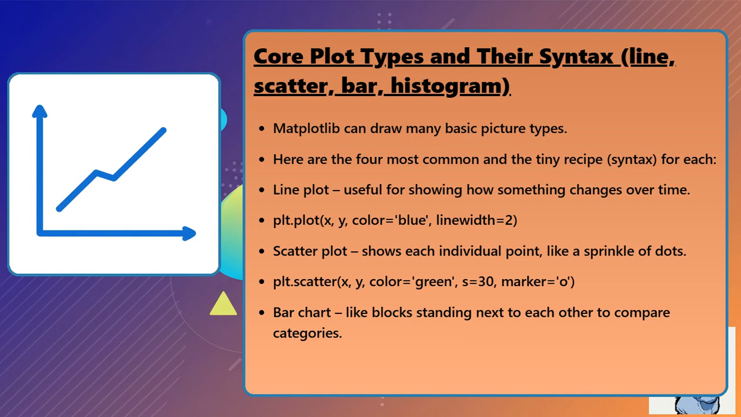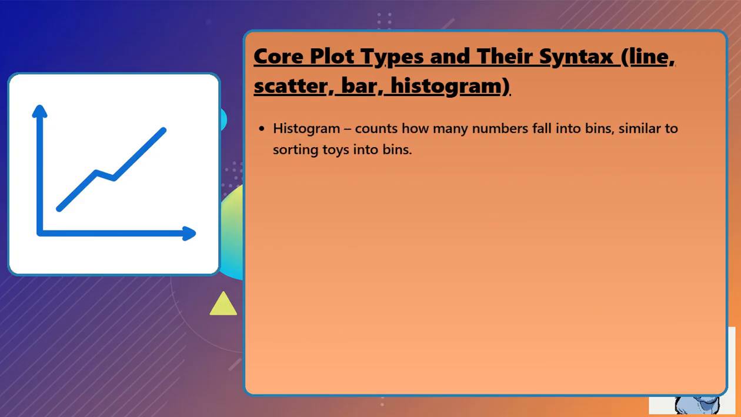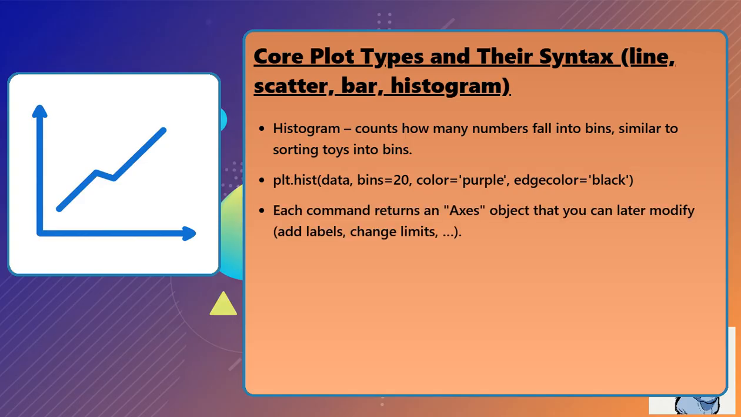Bar chart, like blocks standing next to each other to compare categories: plt.bar(categories, heights, color='orange'). Histogram counts how many numbers fall into bins, similar to sorting toys into bins: plt.hist(data, bins=20, color='purple', edgecolor='black'). Each command returns an axes object that you can later modify, add labels, change limits.